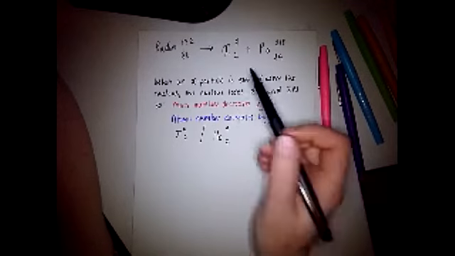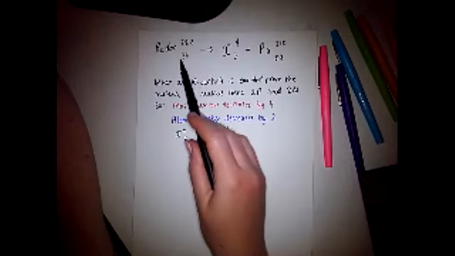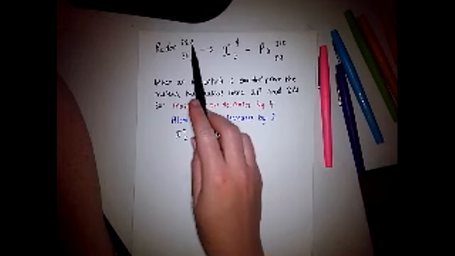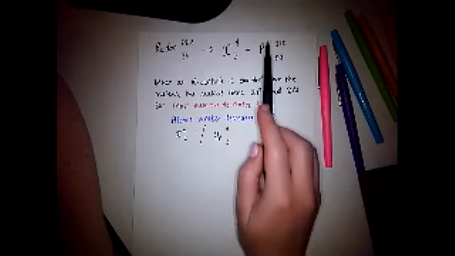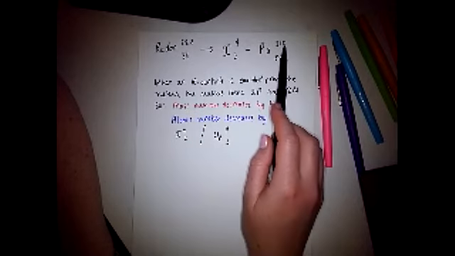So all I did literally up here was I knew that my radon was going to lose 4 from the mass and 2 from the proton number, from the atomic number. So then I just wrote my numbers in and then just looked at my periodic table.